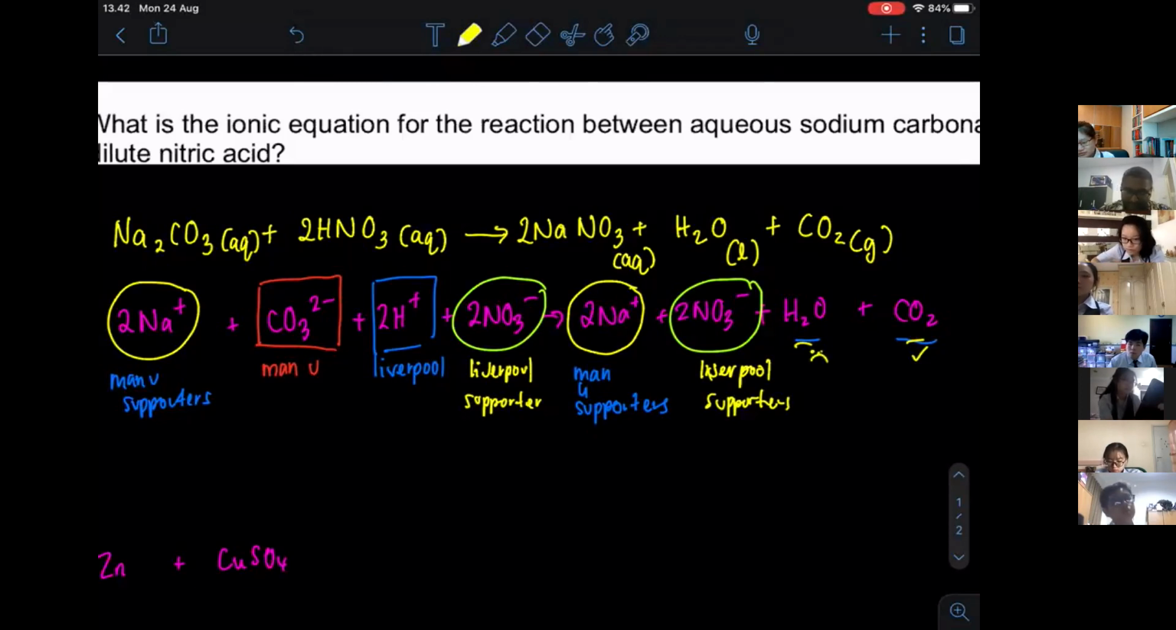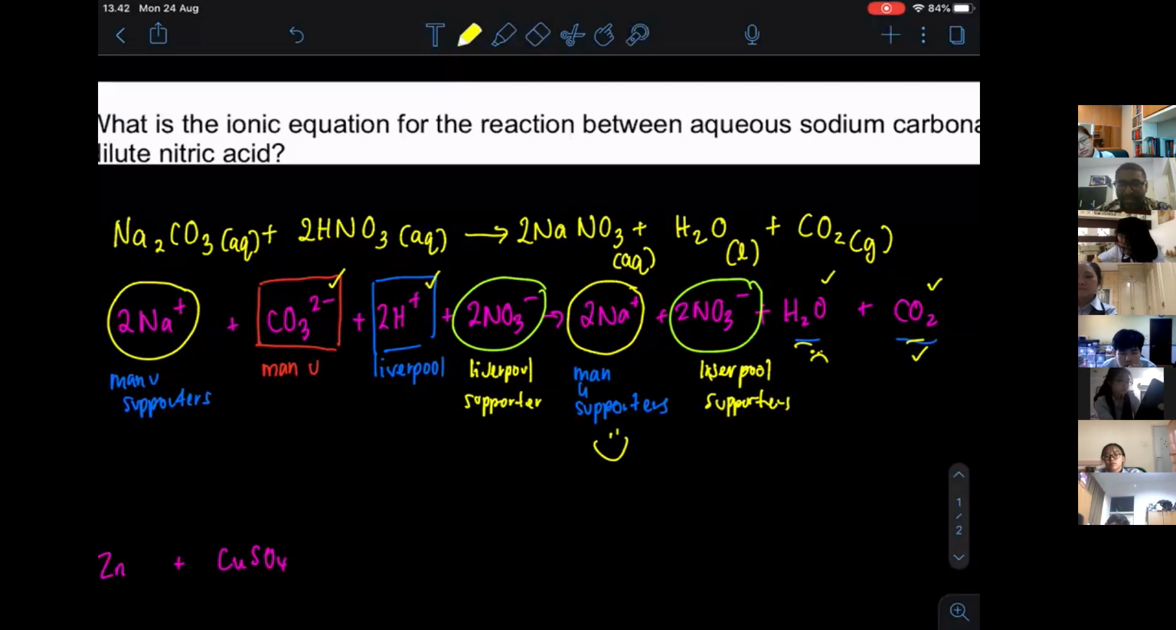Now, even though the supporters go in, of course the Man U supporters will be extremely happy, but they don't get changed. They are still going to be Man U supporters. They are not the ones actually playing, they will still be there. So the main players over here are only going to be the carbonate and the Liverpool H plus, and the products will be this.